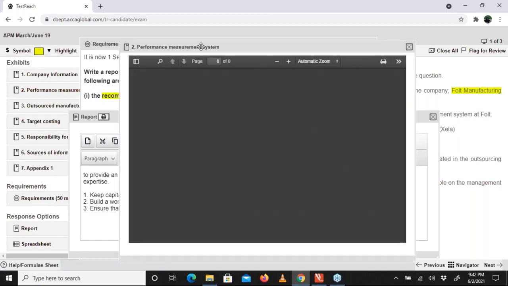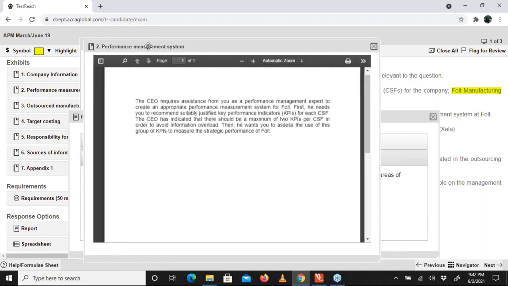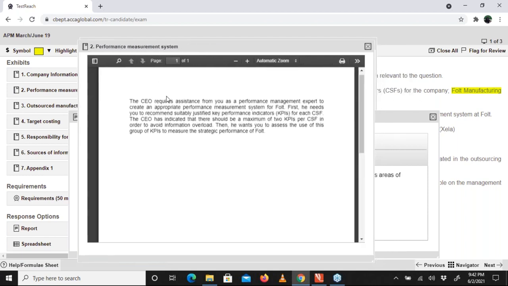Now the next one of them is the performance measurement system. What is it? It actually tells you the way performance is measured right now. It says the CEO requires assistance from you as a performance management expert to create an appropriate performance measurement system for Fault. Now, what is a performance measurement system? It's a method, a way of measuring the performance.